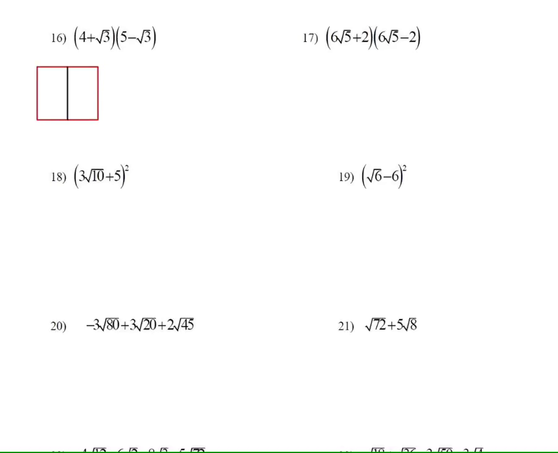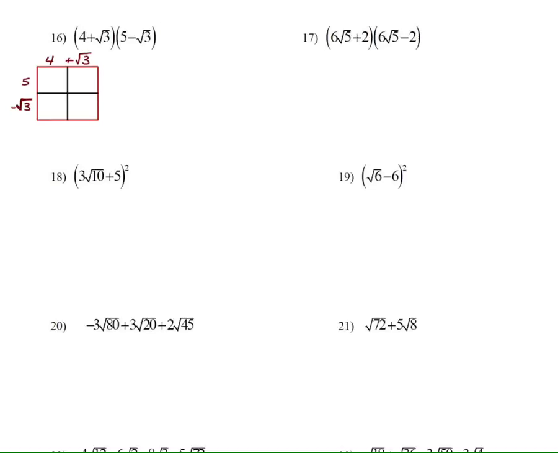So if I wanted to draw a box, it would have to be a 2 by 2 because each of those factors has 2 terms. And then I'm just going to put one on the top and one on the side there. So I'm going to put 4 plus root 3 along the top and 5 minus root 3 along the side there. And filling in every box would be the same as multiplying or foiling or distributing to simplify this.